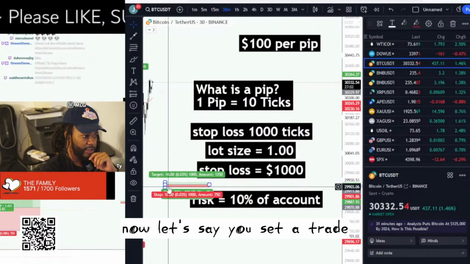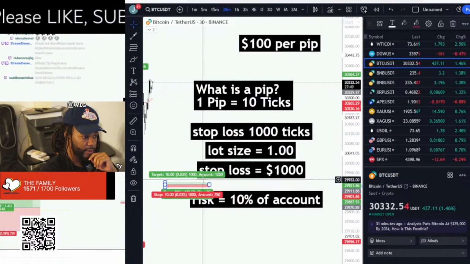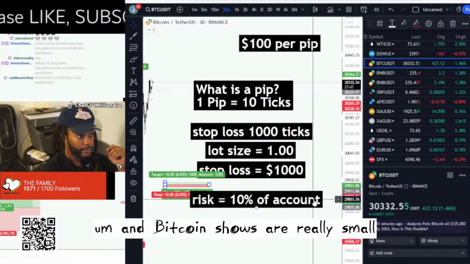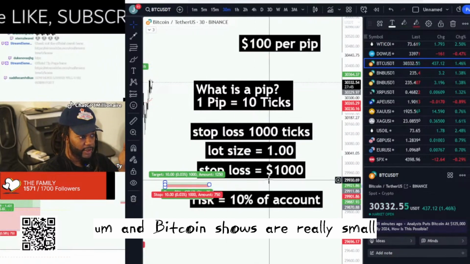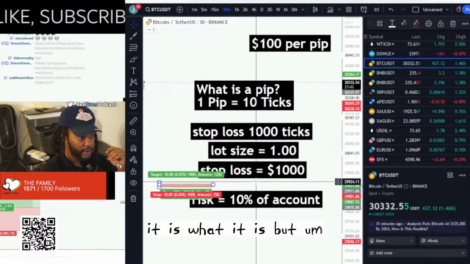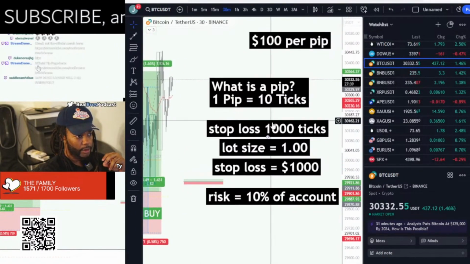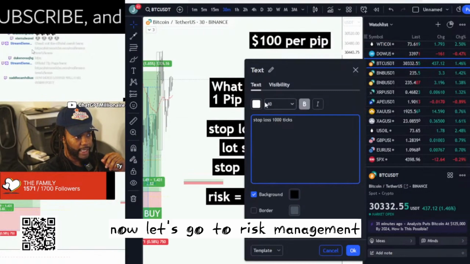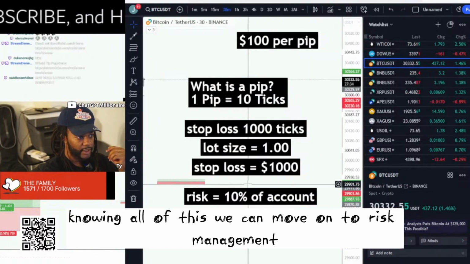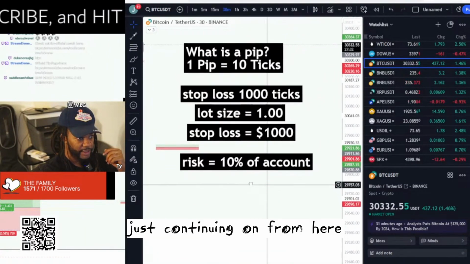Now let's say you set a trade. And then Bitcoin, it shows it really small. It is what it is. But now let's go into risk management. Knowing all of this, we can move on to risk management. Just continuing on from here.